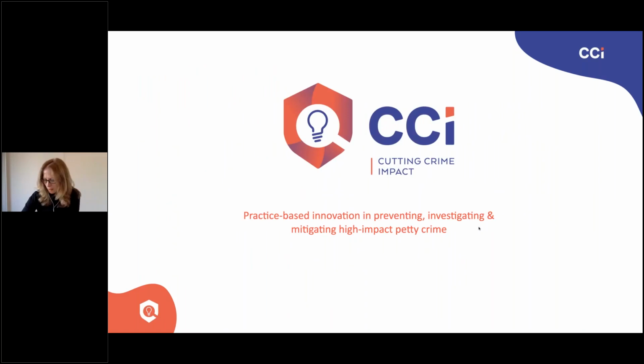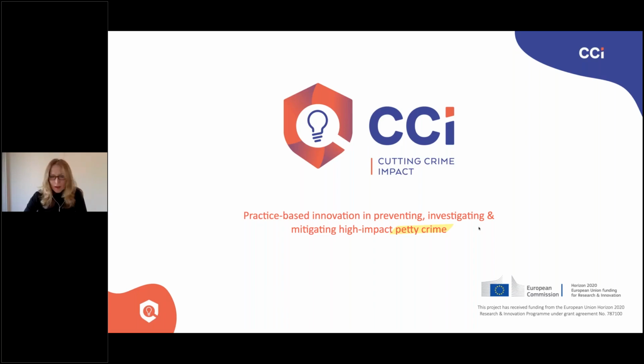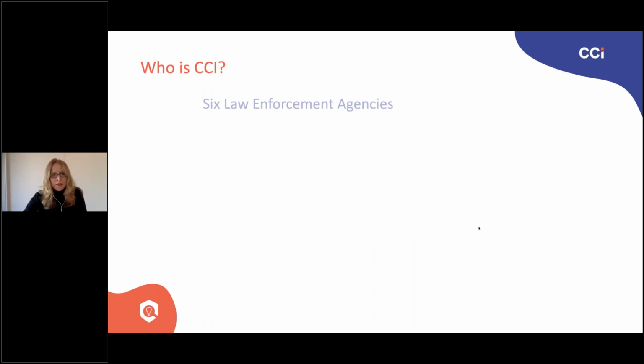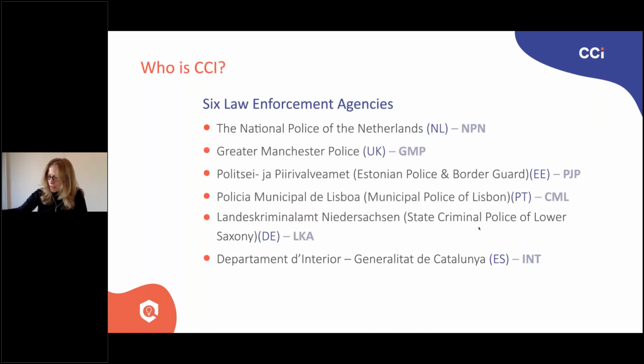So our project adopts a different approach. It's called Cutting Crime Impact, and it's about practice-based innovation in preventing, investigating, and mitigating high-impact petty crime. Petty crime is a term used by the EU to differentiate everyday crimes from organised crimes, which is their more traditional priority. We've used the term in our strapline, but we actually rarely use it outside of the EU. The reason for this is because in English, petty actually means small or insignificant. And obviously that's not appropriate to describe the type of crimes that impact on citizens' everyday lives.